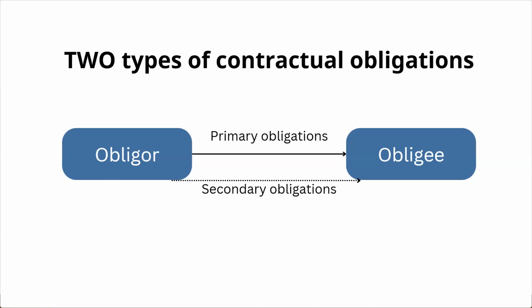Normally, we have the secondary obligation in the form of damages or in the form of specific performance. But specific performance can only be awarded by a competent court. So these kinds of obligations are very important. They help us to distinguish between different types of terms.